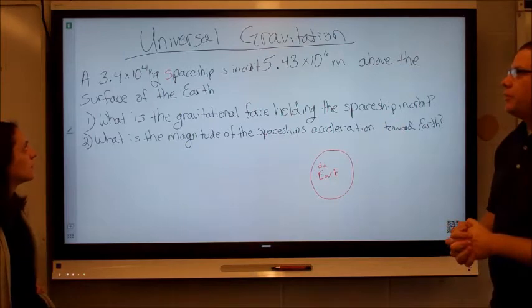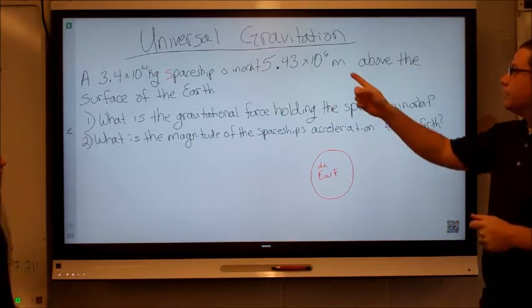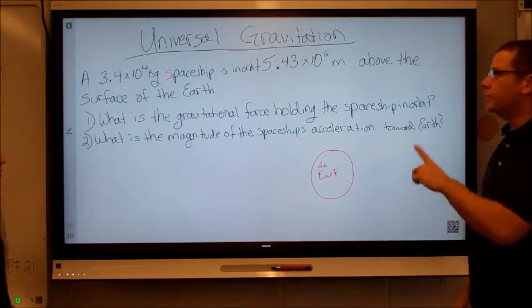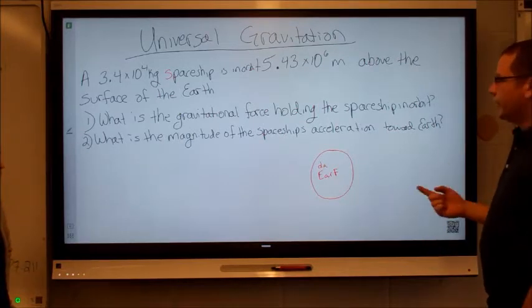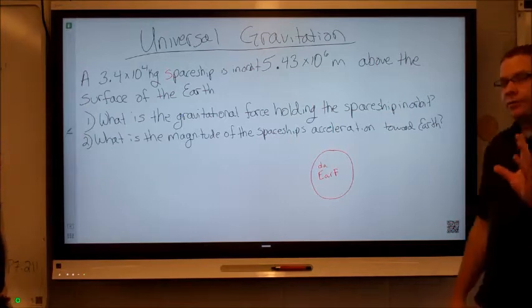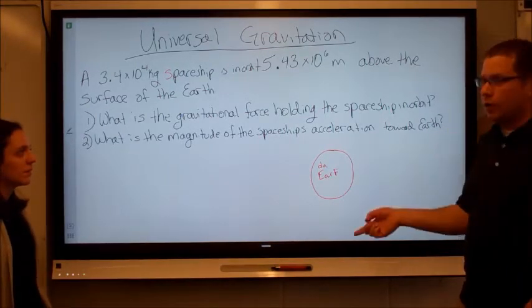So we have a 3.4 times 10 to the 4th kilogram spaceship in orbit, 5.43 times 10 to the 6 meters above the surface of the Earth. What is the gravitational force holding the spaceship in orbit, and what is the magnitude of the spaceship's acceleration towards Earth? The first thing I would do, and probably before you pause us, would be to draw a picture.